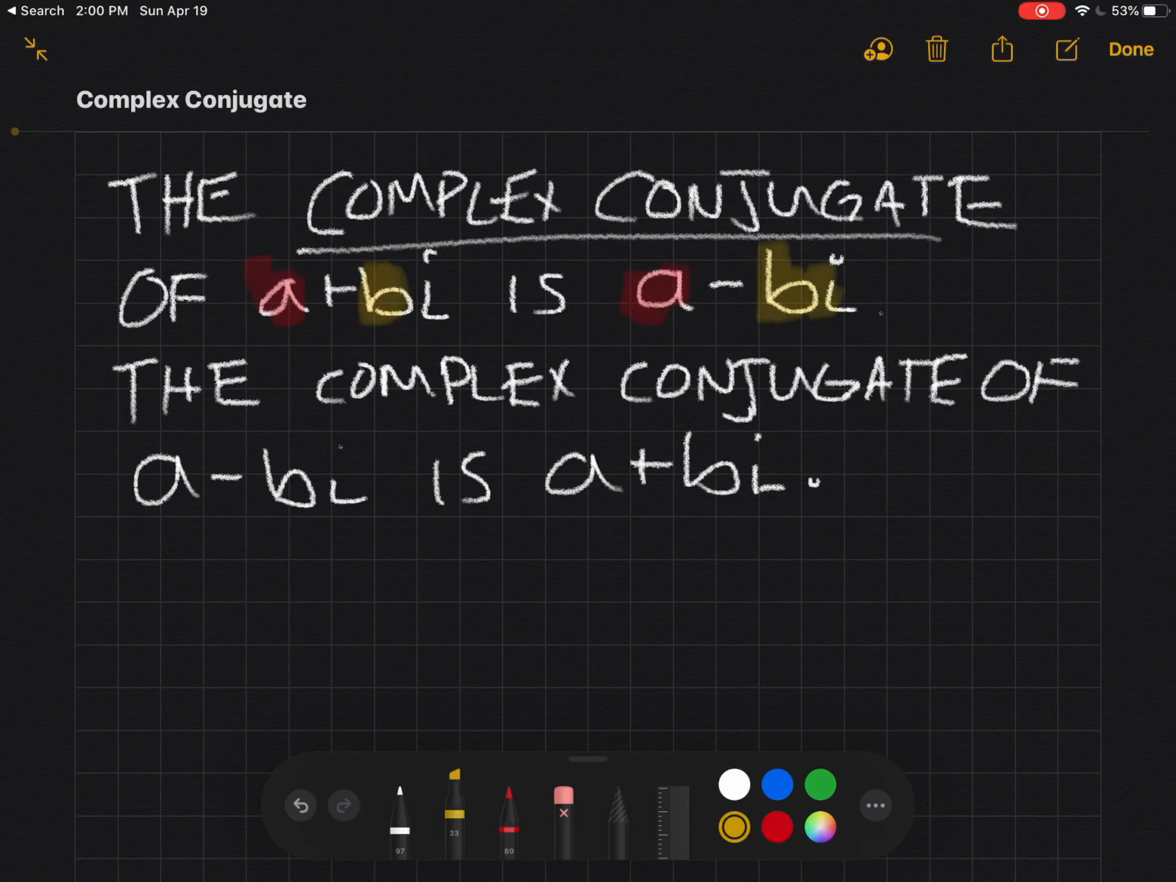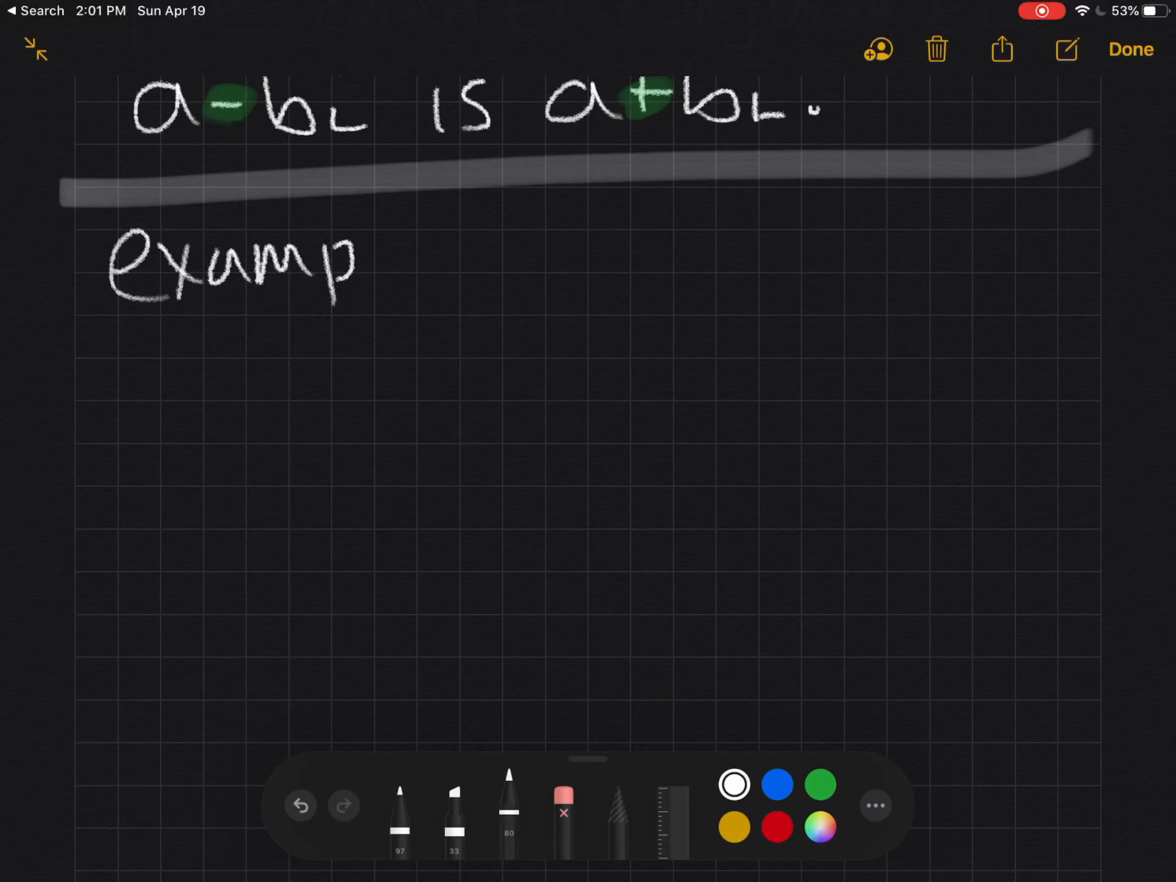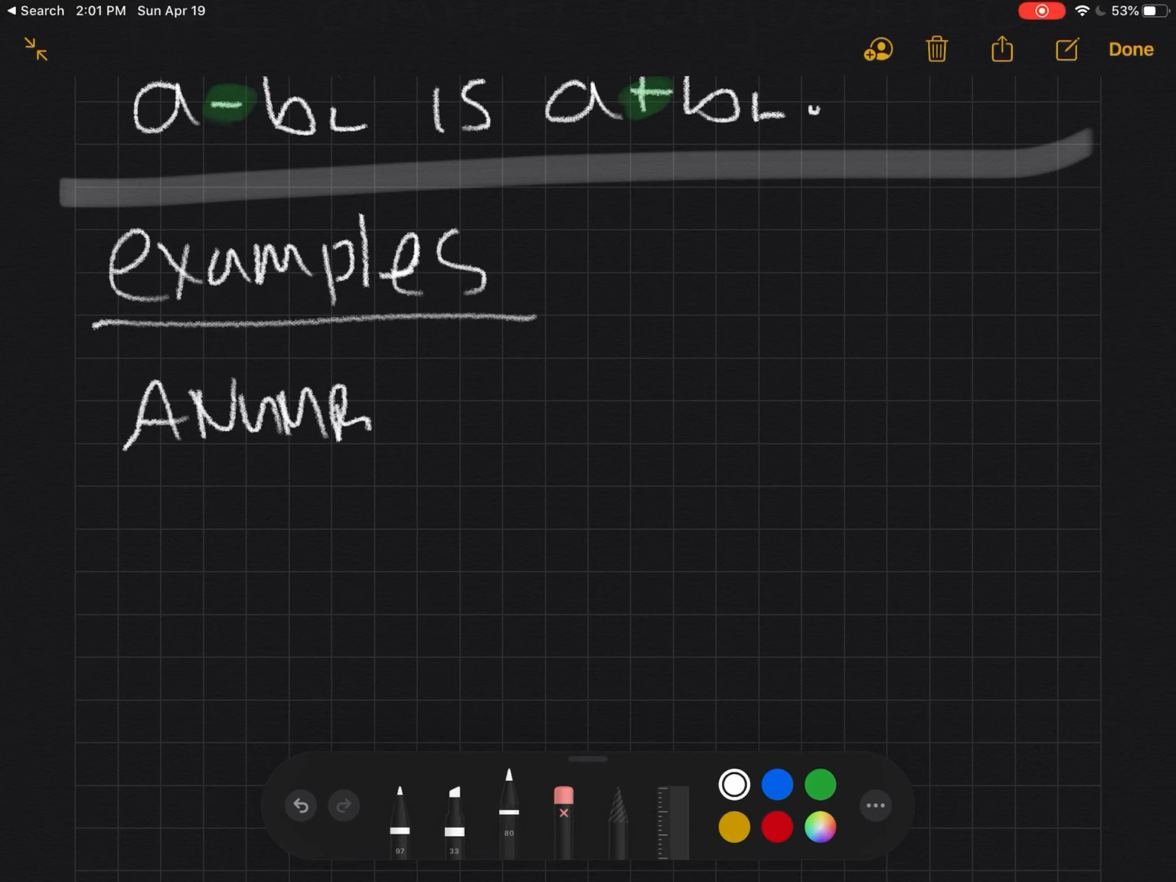So let's take a look at what we have here. The real part of our number, A, stays the same. In the complex conjugate of A plus BI, which is A minus BI, that stays the same. And the imaginary part, the BI, stays the same. The only thing that's changing here is the sign. Positive is becoming negative. Negative is becoming positive. Let me show you some examples, and I think that'll help us the most.